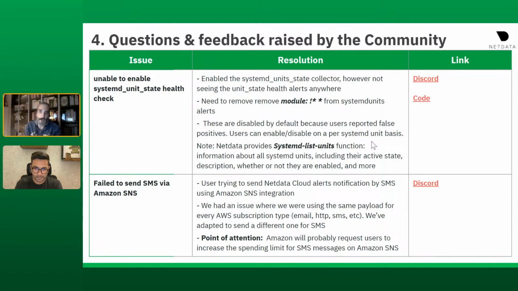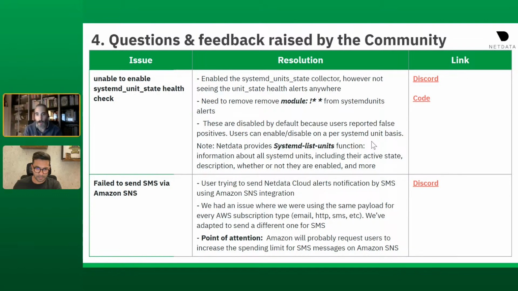And then just a side note, I'm not sure if you know, but there's a function called systemd list units that you can also use to get runtime information about the systemd units, their active state, description, whether they're enabled or not, and more. So besides the alerts, even on the UI, you can see some of the status of the systemd units.